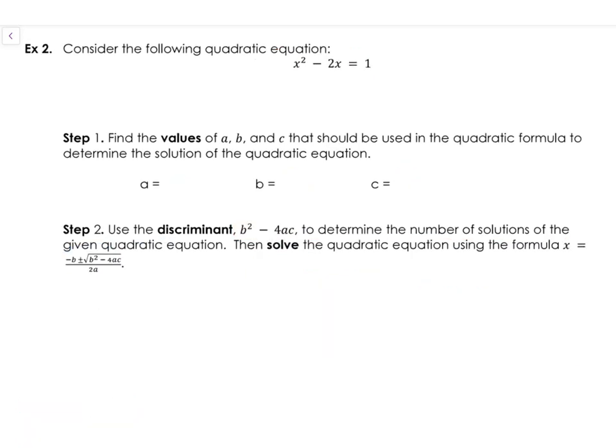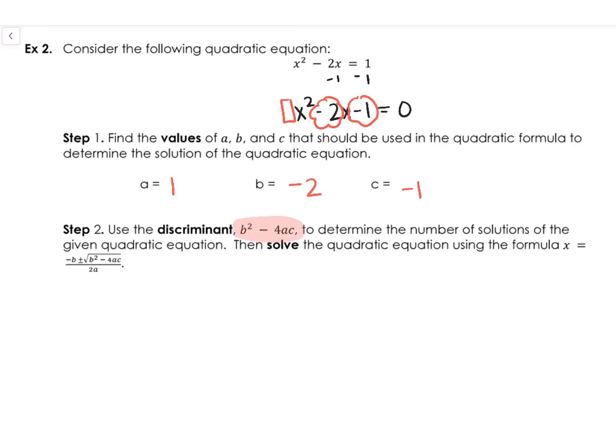All right, so here's our next example. X squared minus 2x equals 1. Well, I have to get it equal to 0, so I'm going to minus 1 from both sides. And now step 1 says find A, B, and C. Well, A is 1. B is -2. And C is -1.